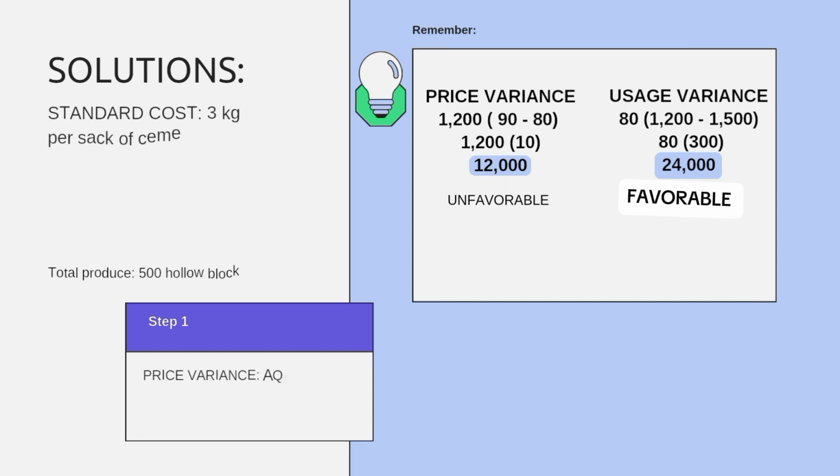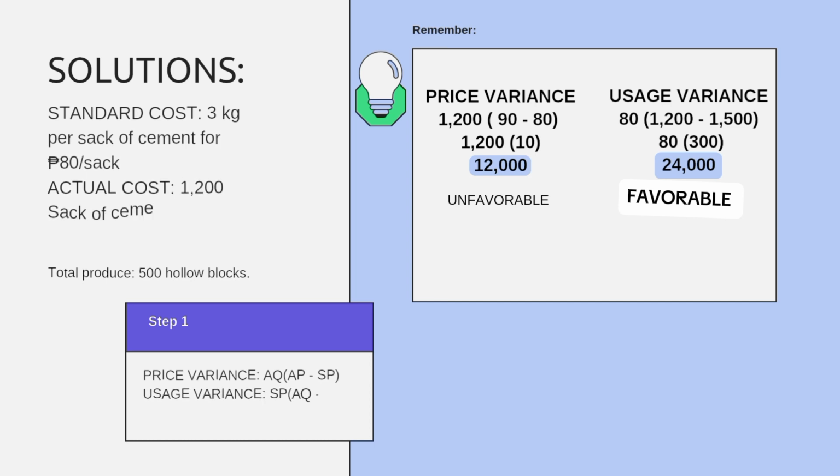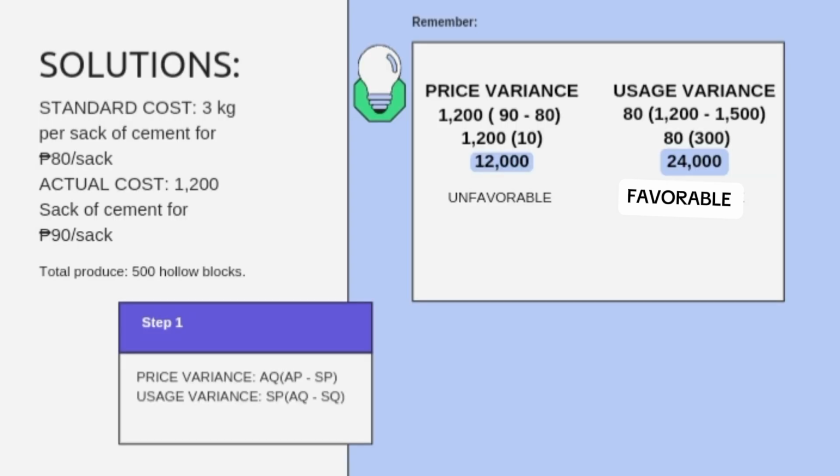For step 1, take note of the formula. For price variance, again, it is actual quantity multiplied by the actual price minus the standard price. And for usage variance or quantity variance, it is standard price multiplied by the actual quantity minus standard quantity.